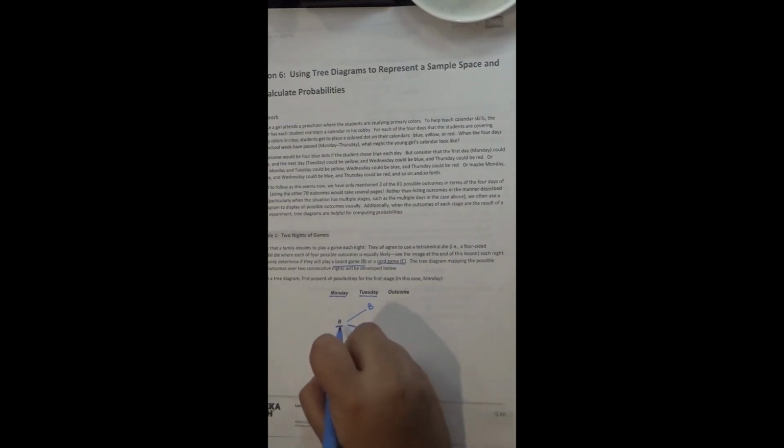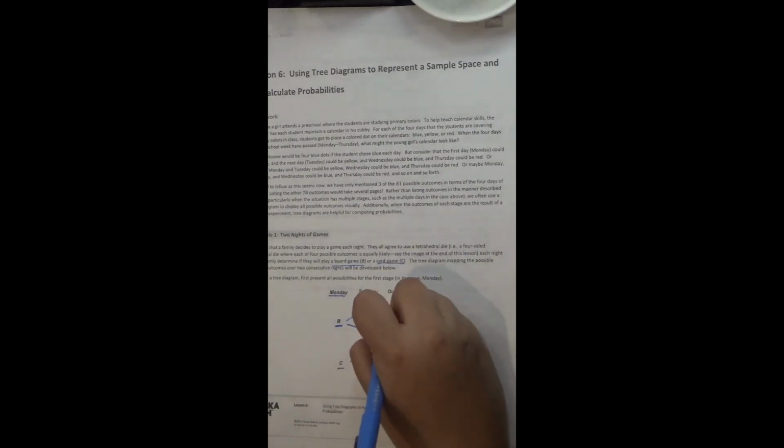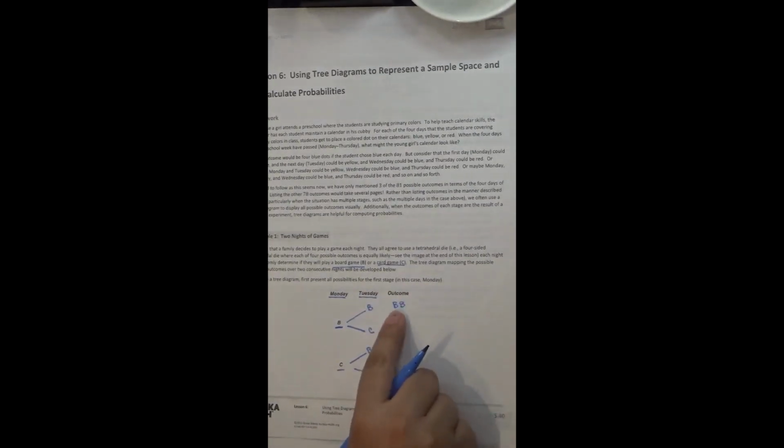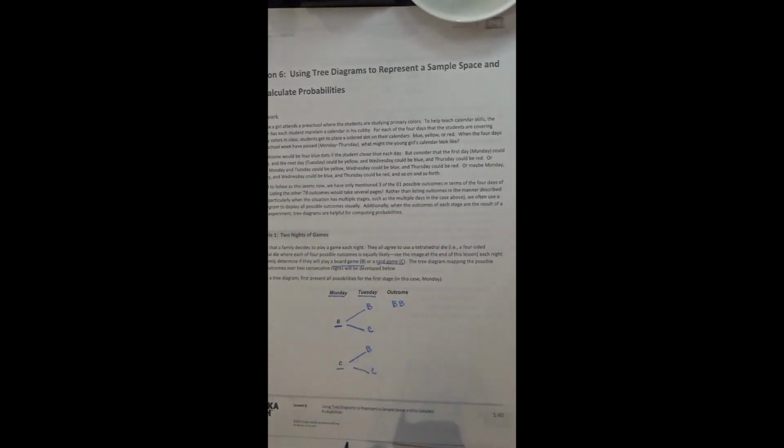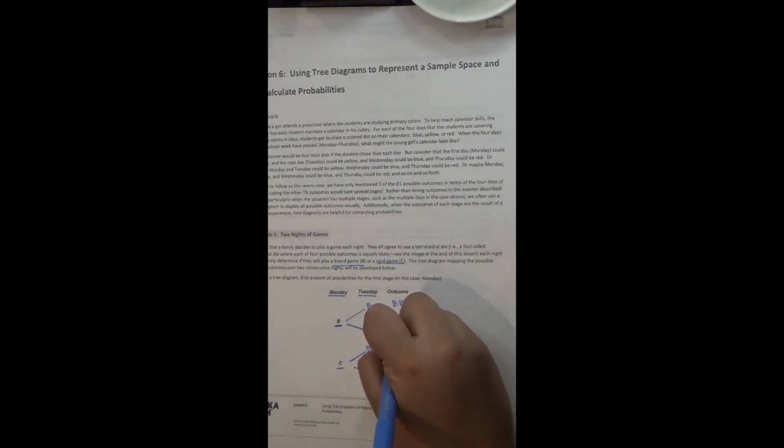So kind of thinking like a Punnett square in science. And I'll insert a picture here of what a Punnett square looks like, but this is kind of the same thing. If on Monday they play a board game, on Tuesday they could possibly play another board game, so board game, board game. If they played a board game, they could also play a card game the next day. If they played a card game on Monday, they could play a board game the next day. And if they played a card game on Monday, they could end up playing a card game the next day.